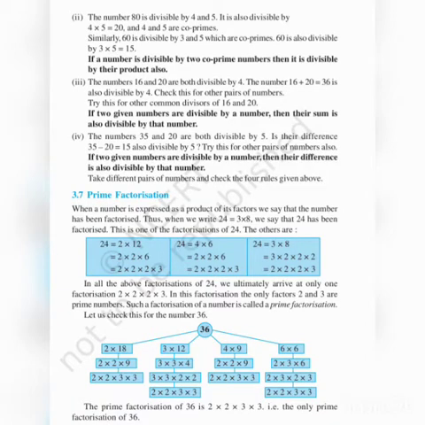Next, rule number 4. What is rule number 4? If two given numbers are divisible by a number, then their difference is also divisible by that number. Last time, the third rule: if two numbers are divisible by a number, then their sum is also divisible by that same number. In the fourth rule, if two numbers are divisible by a number, then their difference, that is, the subtraction, is also divisible by that same number.